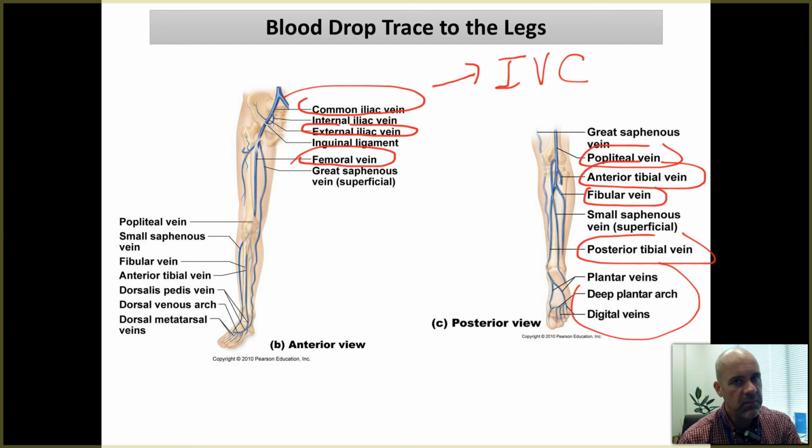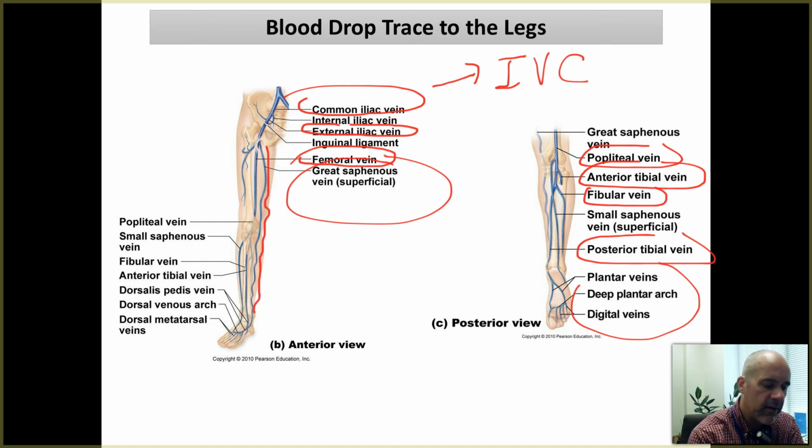So leg blood drop tracing, pretty straightforward once you learn those major arteries and veins and the areas that they serve. There is one other vein I do want you to learn. It will not be part of our blood drop tracing, so keep that in mind. But that one is this one, the great saphenous vein. That is a superficial vein that runs along the inside of the leg. It's the longest individual vein within the body.